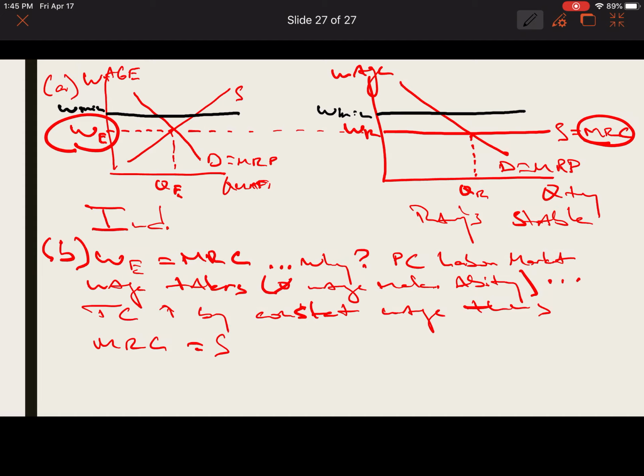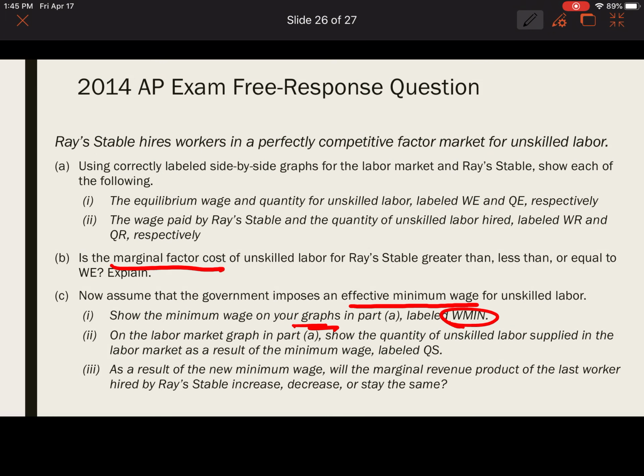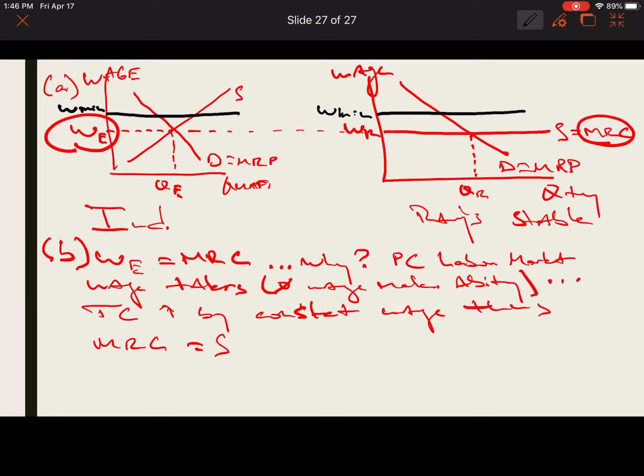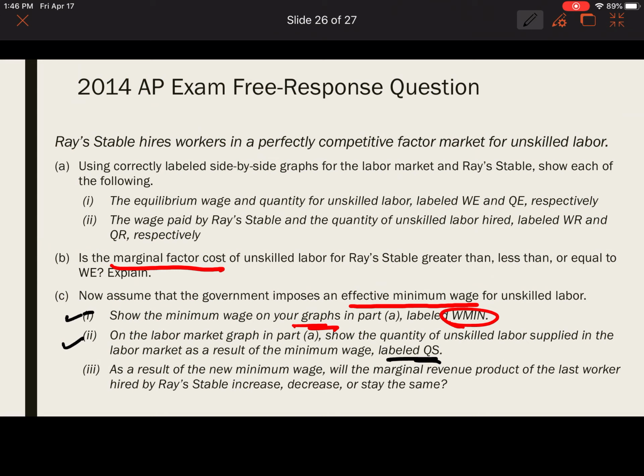Now, folks, it's going to ask you about your profit maximizing wage and quantity again. So let's go back. We did one. So for 2, it says on the labor market graph, show the quantity of unskilled labor supplied in the labor market as a result of the minimum wage, and label it QS. So guys, this is a price floor. A minimum wage is always a price floor because minimum wage means you can't pay less than that. And it's looking for us to do the quantity supplied, which is just where the wage intersects the supply curve. And this is quantity S. All right, so just make sure you're properly labeling this. And that was part 2.